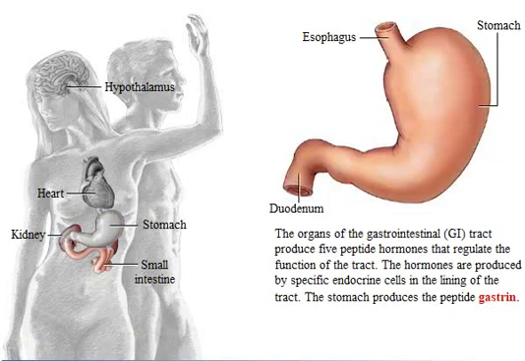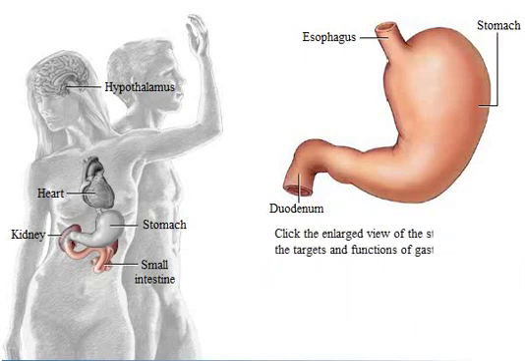The organs of the gastrointestinal tract produce 5 peptide hormones that regulate the function of the tract. The hormones are produced by specific endocrine cells that are interspersed in the lining of the tract. The stomach produces the peptide gastrin. Click the enlarged view of the stomach to review the targets and functions of gastrin.